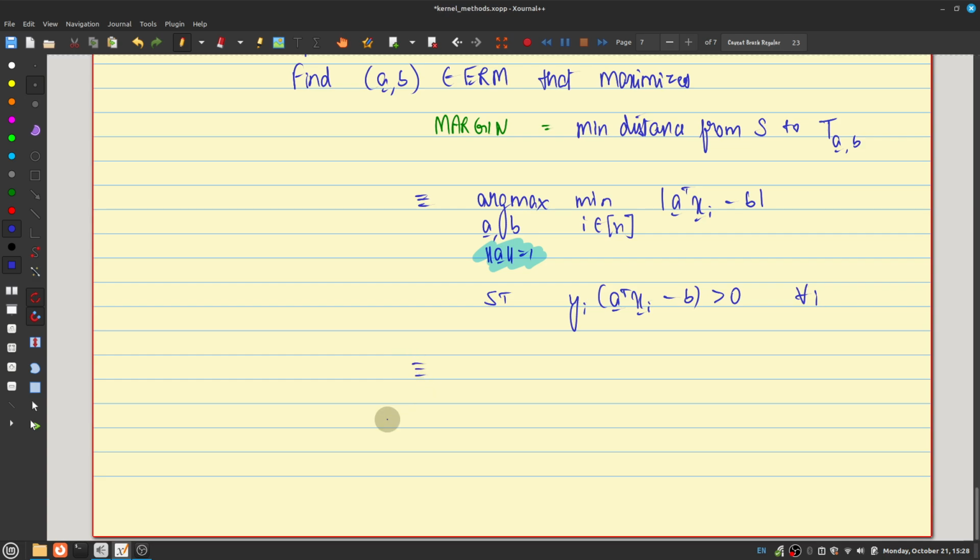We'll now try to reformulate this. Again, it won't help us solve this more efficiently, but it will give us a cleaner optimization problem. I'm sorry, which one? This one. Yeah, correct. I could say that this is effectively part of the constraint.